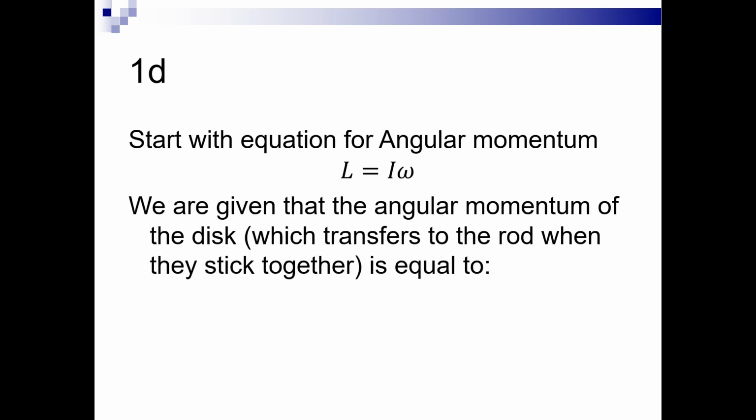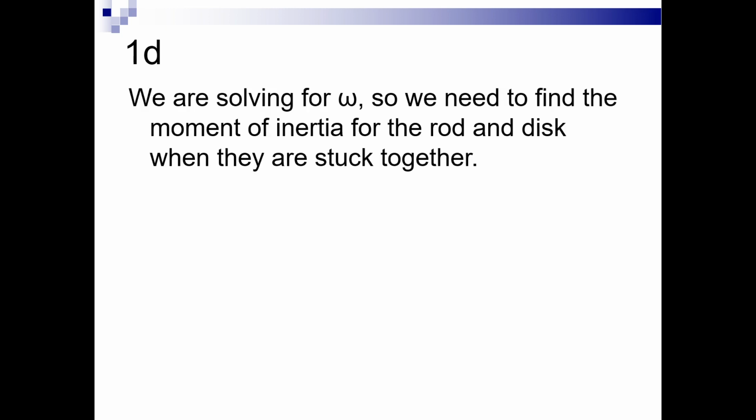So that angular momentum for the disk transfers to the rod. It sticks, and so all that momentum transfers. So they give you that angular momentum is also equal to the mass of the disk times the speed times the distance. So momentum times distance is angular momentum as well. But we're looking for omega, so we need the moment of inertia. And this is the one thing that I don't like about their notation. They just use the generic I for the rod. It should be like I sub rod or something like that.